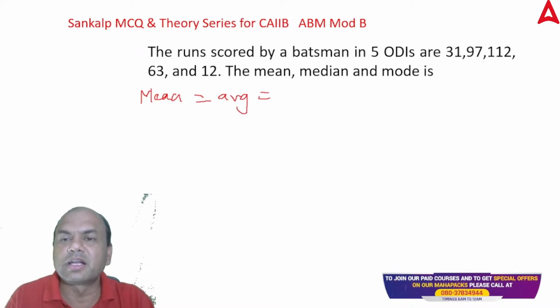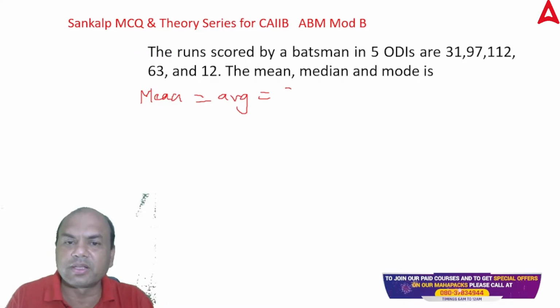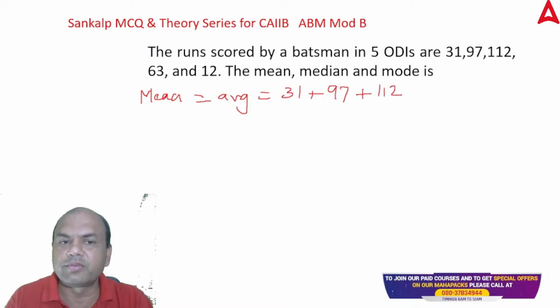Total then. 31 plus 97 plus 112 plus 63 plus 12. Okay, 31 plus 97. Now do it. By the time I write it, you do it, everyone. 112 plus 63 plus 12. Okay, so what is the answer?